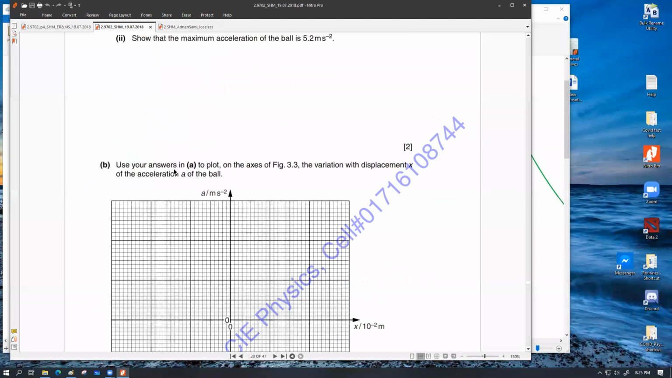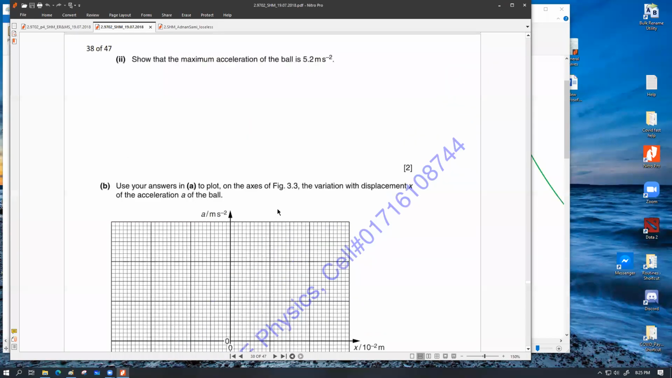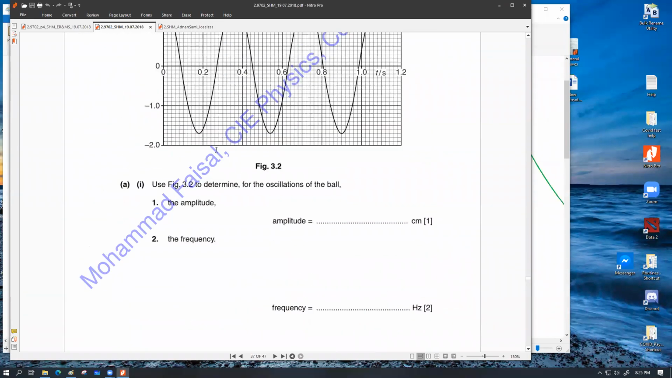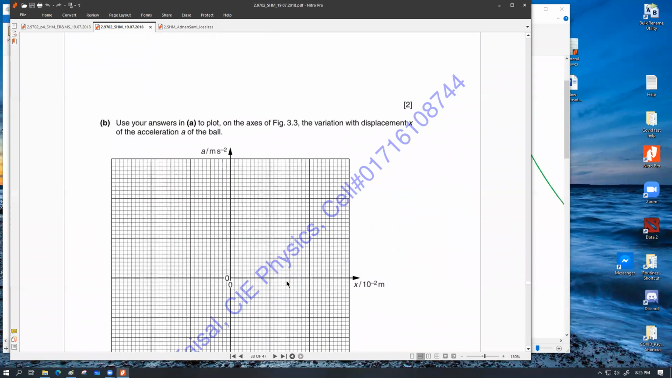Use your answers in A to plot, not sketch. Important word. To plot on the axis of figure 3.3 the variation of the x-axis of the ball, which means on this axis you have to plot, you have to give values on your x-axis coordinate and also on your y-axis. So in this case the amplitude was 1.7, so you might as well prefer to draw up to 1.7.